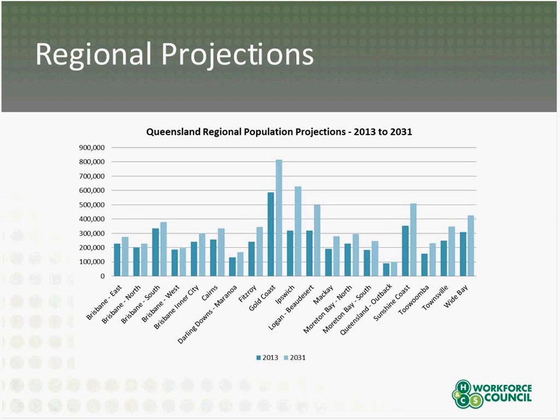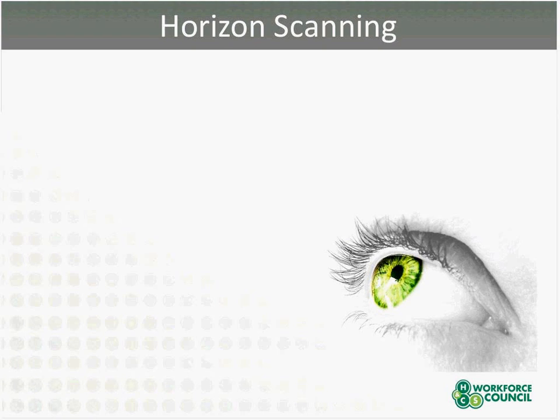Basically, what we're trying to do in this phase is what we refer to as horizon scanning. That's actually stepping back and having a very big picture look at what we can see coming on the horizon. So these are things that we've identified that are very big, significant issues that we will need to respond to.